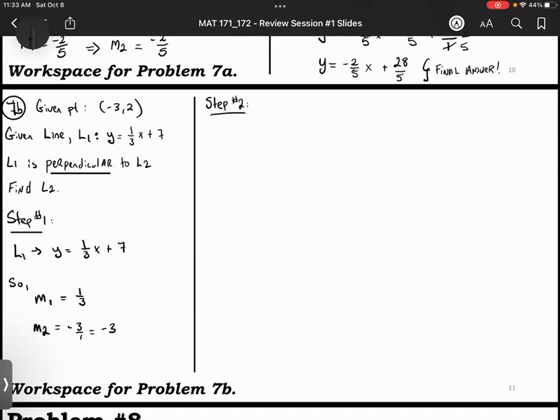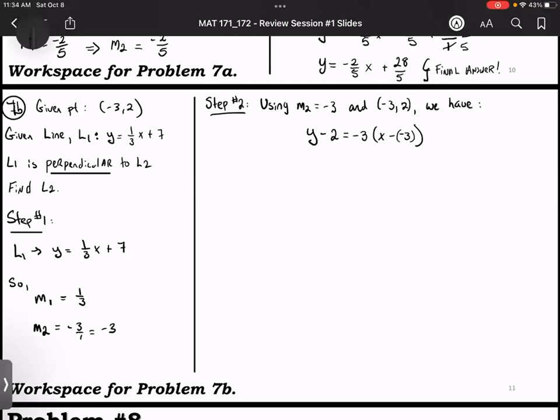After you establish your value of M2, use that value and the given point to write the equation in point slope form, right? So using M2 equal to -3, and you have the ordered pair -3, 2, we have the following. We're going to get y minus the value of y1, which is 2, equals the value of M2 for your slope, which is -3, times x minus -3.